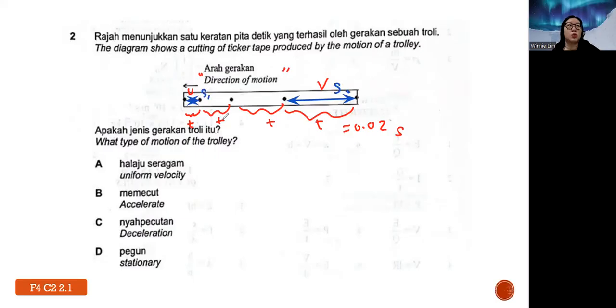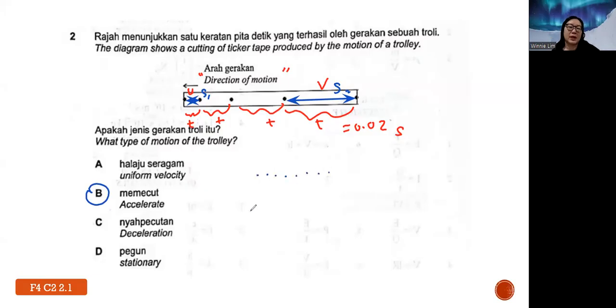Or I always tell students, you can just imagine this idea. More simply, when you walk, is a smaller step faster or a bigger step faster? Confirm, a bigger step is faster. So when you see the gap getting bigger, that means you are getting faster. When you're getting faster, you are accelerating. So for this question, the answer will be B. If it were uniform velocity, the gaps would be the same.